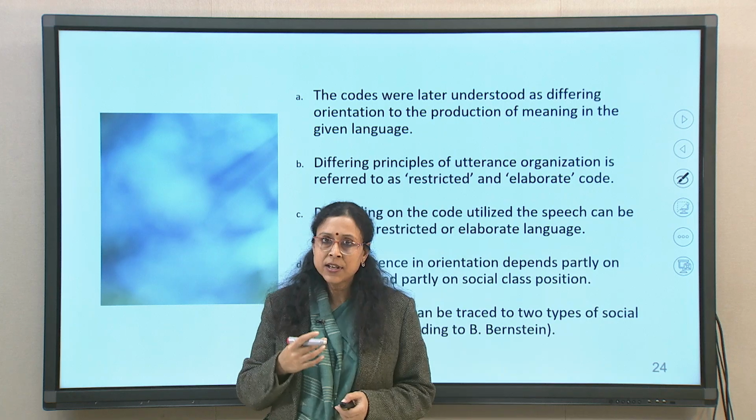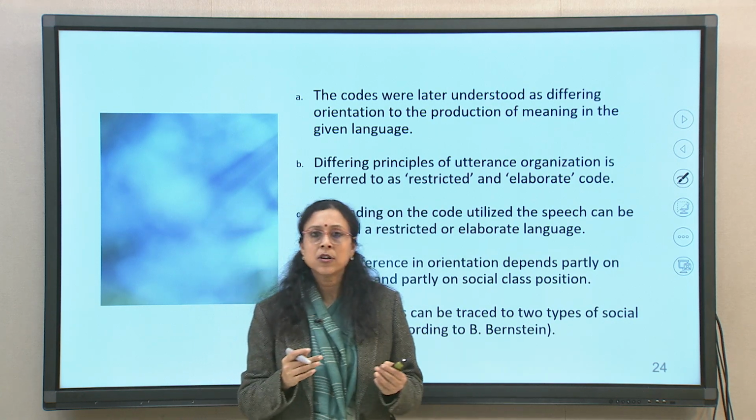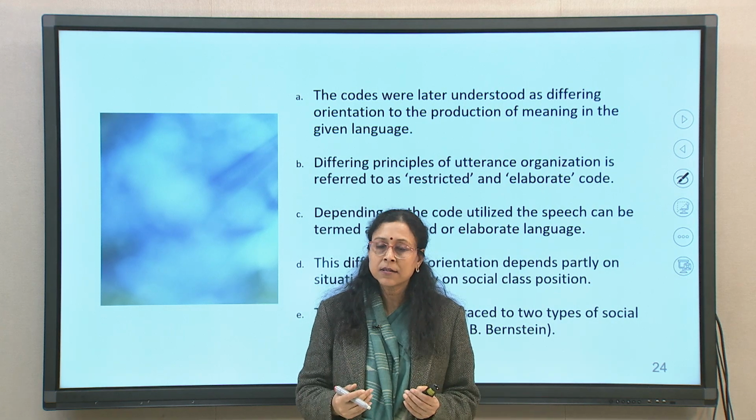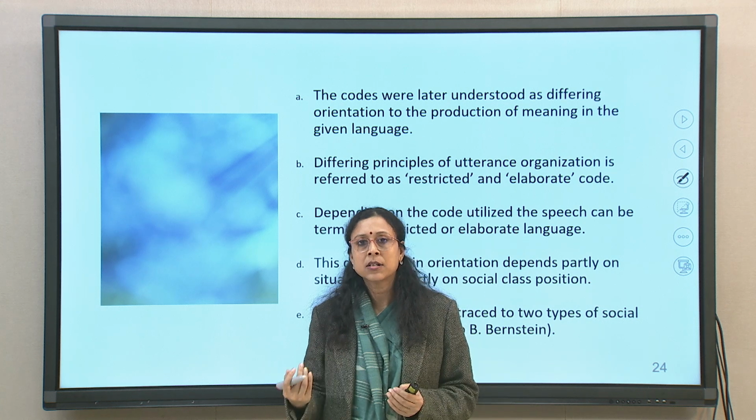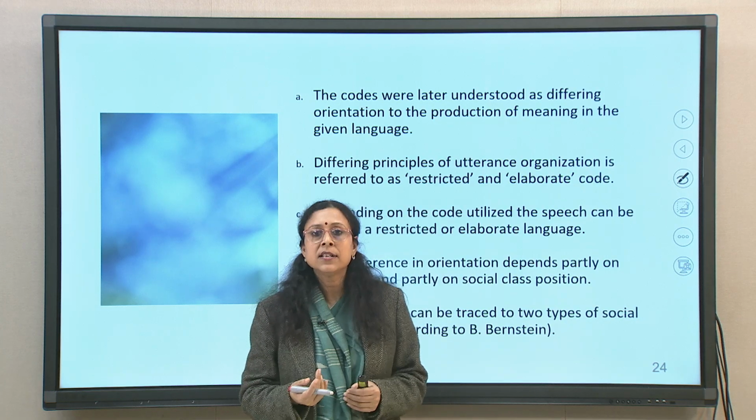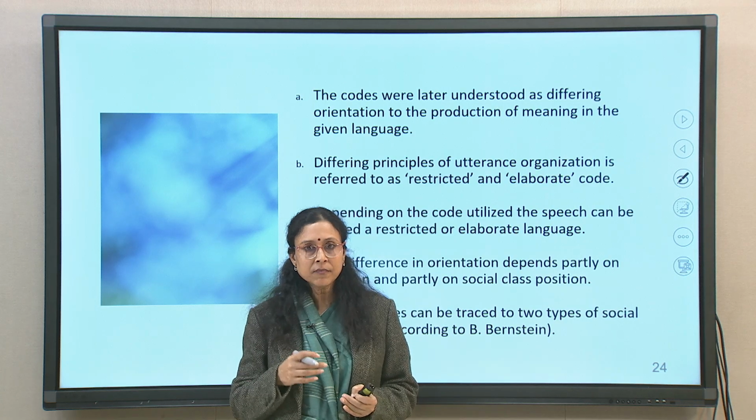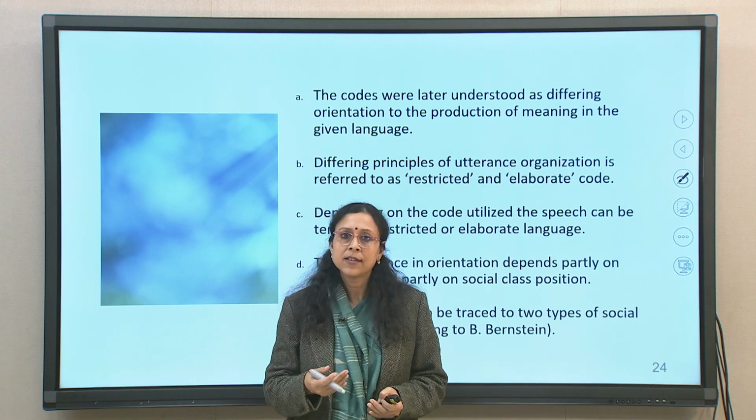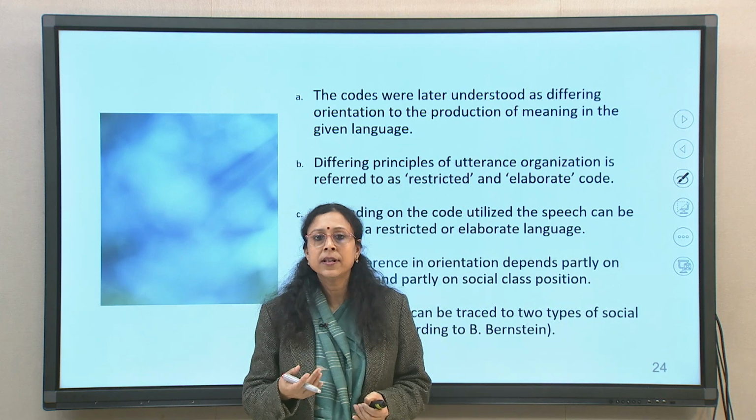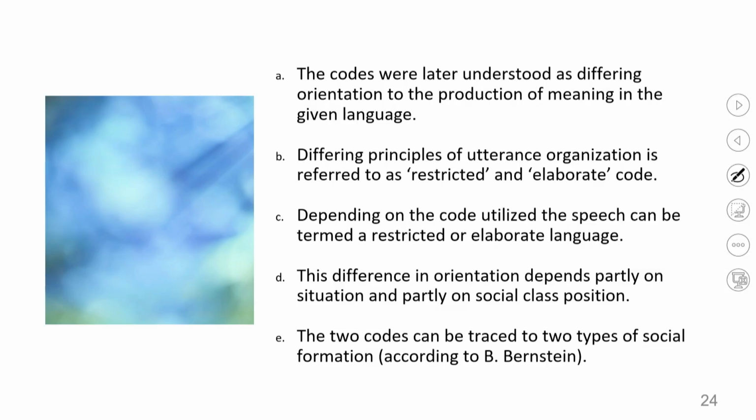Now, this initially had a very limiting way of looking at it, based on certain kinds of social scenario, on the socio-economic status of the children: their verbal IQ is low and there are many other limiting possibilities of their language. This was considered a very limiting sort of system. But later, his codes were redefined or reanalyzed, and it was understood as a differing orientation to the production of meaning rather than a complete inability to create grammatical structures.